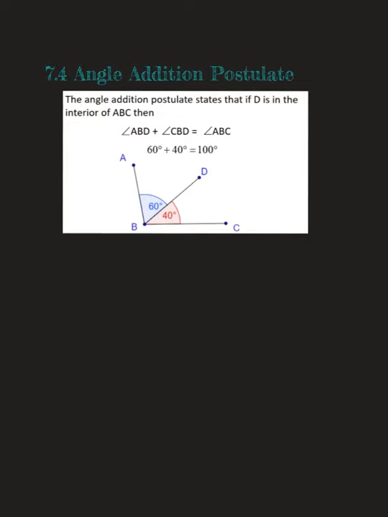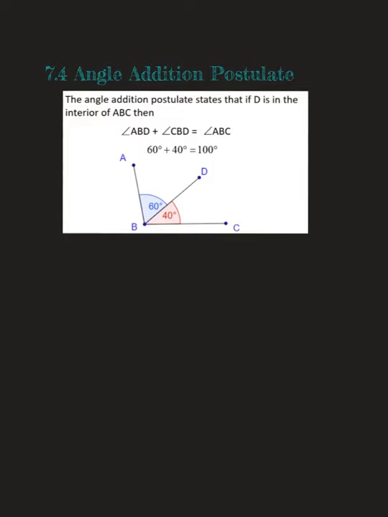Say we have an angle ABC and D is in the interior of that angle. Then we can say angle ABD, shaded in blue, and angle CBD, shaded in red, if we add them together, equal the whole angle ABC. So in this example, 60 degrees plus 40 degrees adds up to the total of 100 degrees for angle ABC.